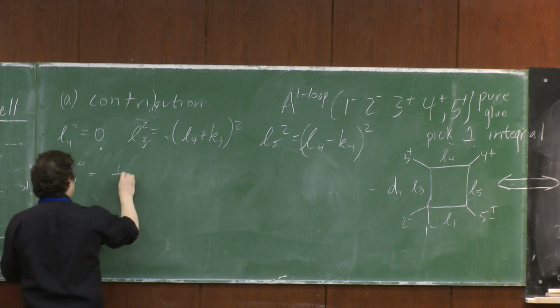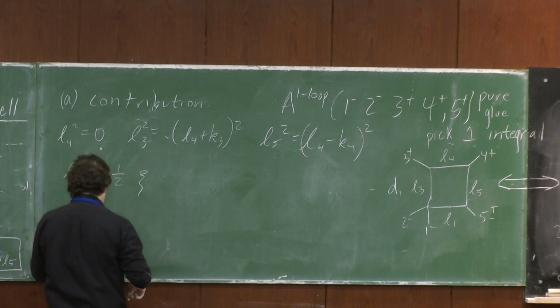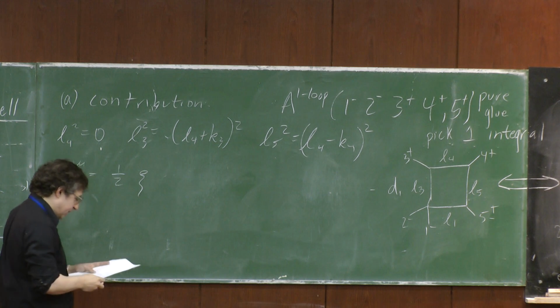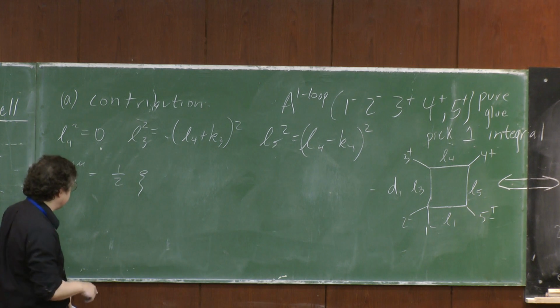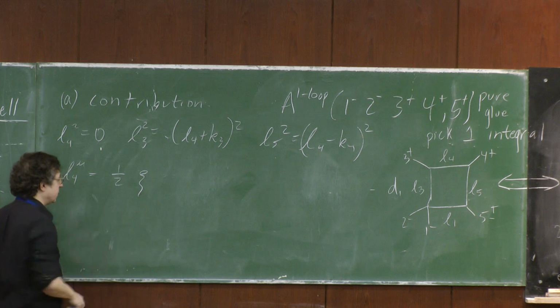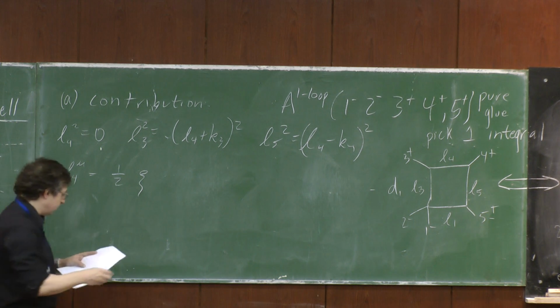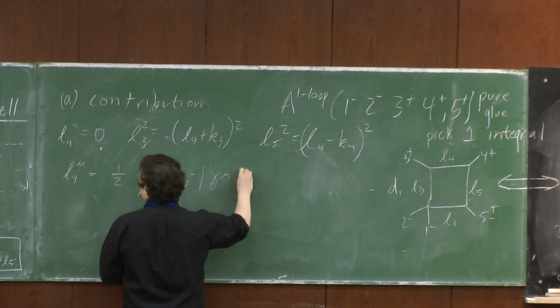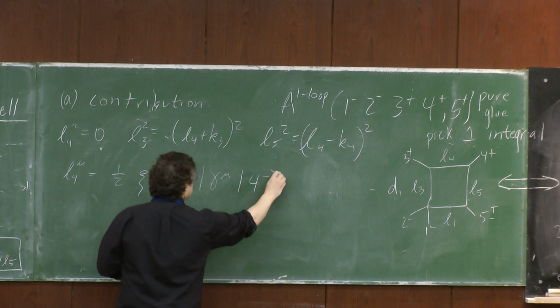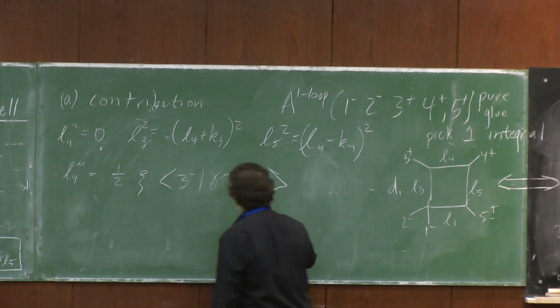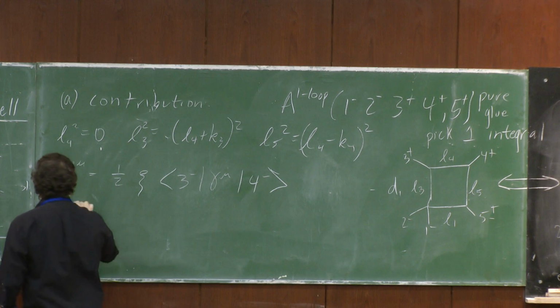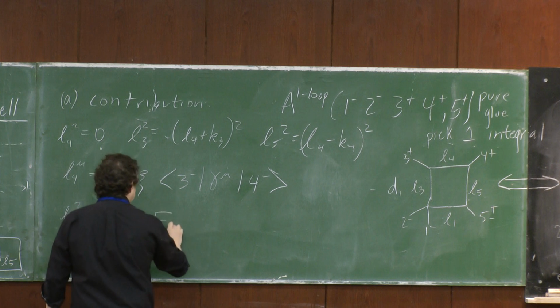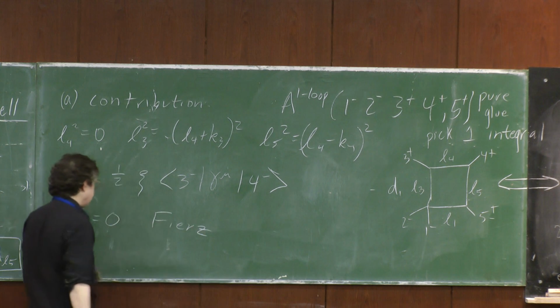L mu is equal to 1/2 Xi, and this Xi, I'm going to figure out what it is in a minute. This is just a parameter that I have to solve for. And then it's ⟨3| gamma mu |4]. So first of all, notice L4 squared equals 0 by Fierz. That's the Fierz that I used last time.